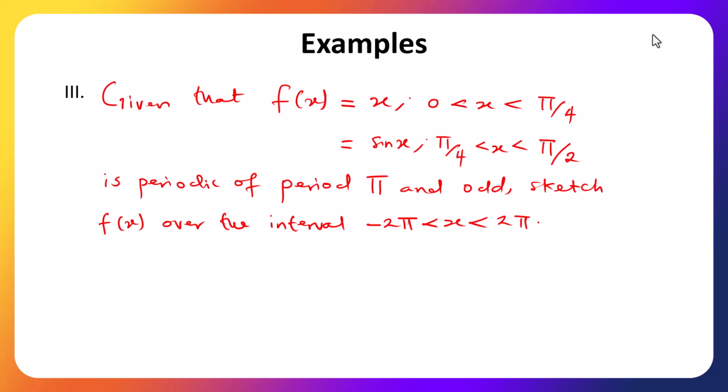Example 3. Given that f of x equals x in the interval 0 less than x less than pi over 4, f of x equals sine x in the interval pi over 4 less than x less than pi over 2, is periodic of period pi and odd. Sketch f of x over the interval minus 2 pi less than x less than 2 pi.